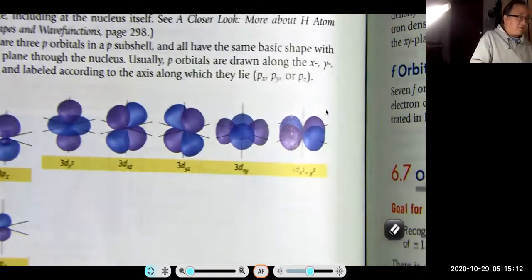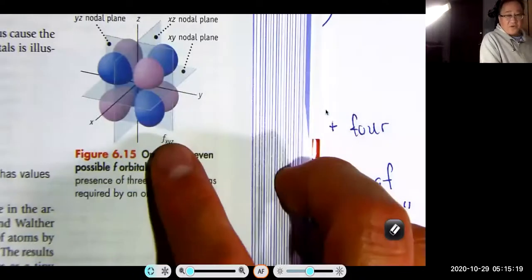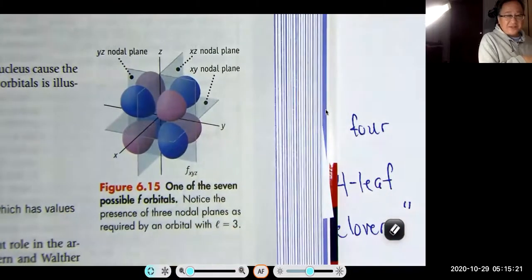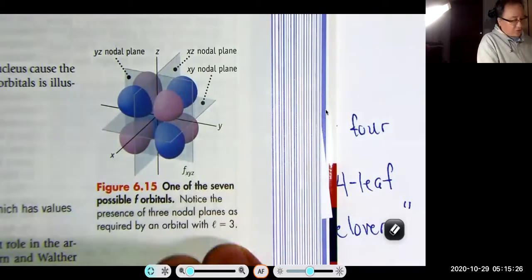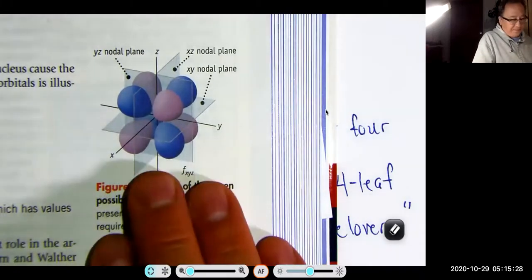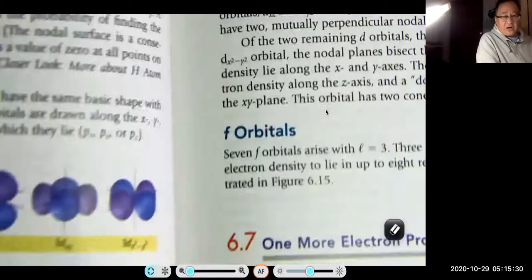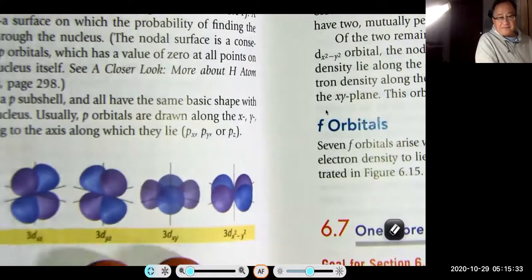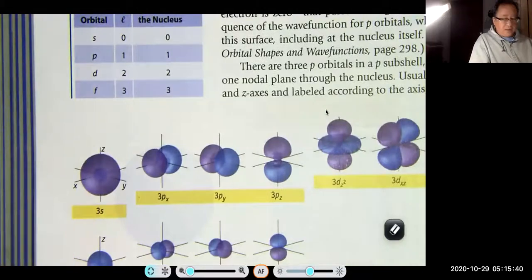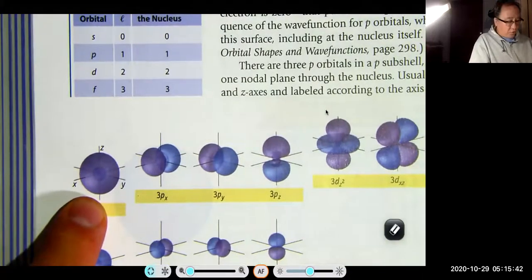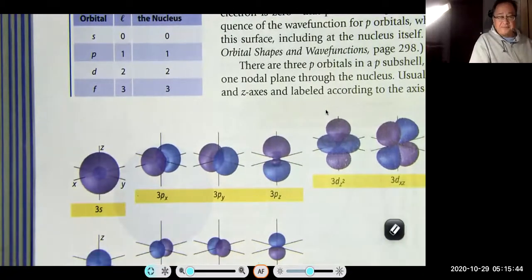Now, what do the F orbitals look like? And the answer is, that's one of your F orbitals. The other 6, I don't even want to think about. I will never ask you to draw an F orbital on an exam. I will never ask you to draw a d orbital on an exam. But I might very well ask you to draw on an exam what an s orbital looks like or what a p orbital looks like.